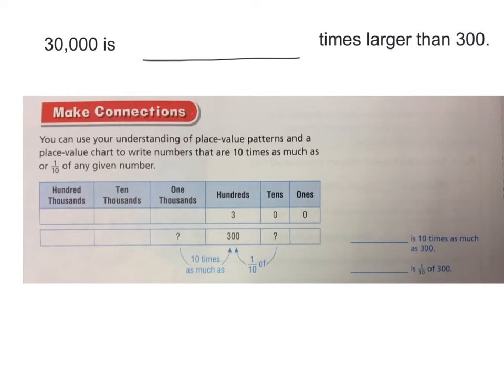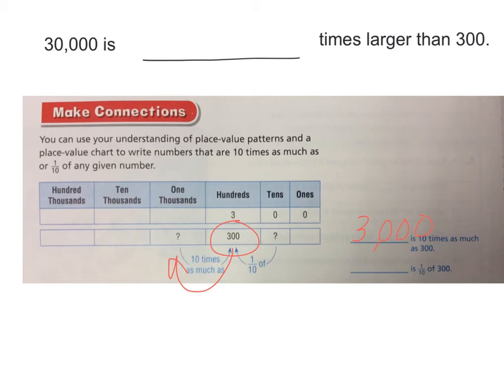So here we start with 300, right? What number is 10 times as much as 300? So if I'm starting with 300 right here, and I move one space over to the left, am I getting bigger or smaller? Bigger. And how much bigger? 10 times. So what is 10 times of 300? Harshita? 3,000. So go ahead and write that. It says 3,000 is 10 times as much as 300.